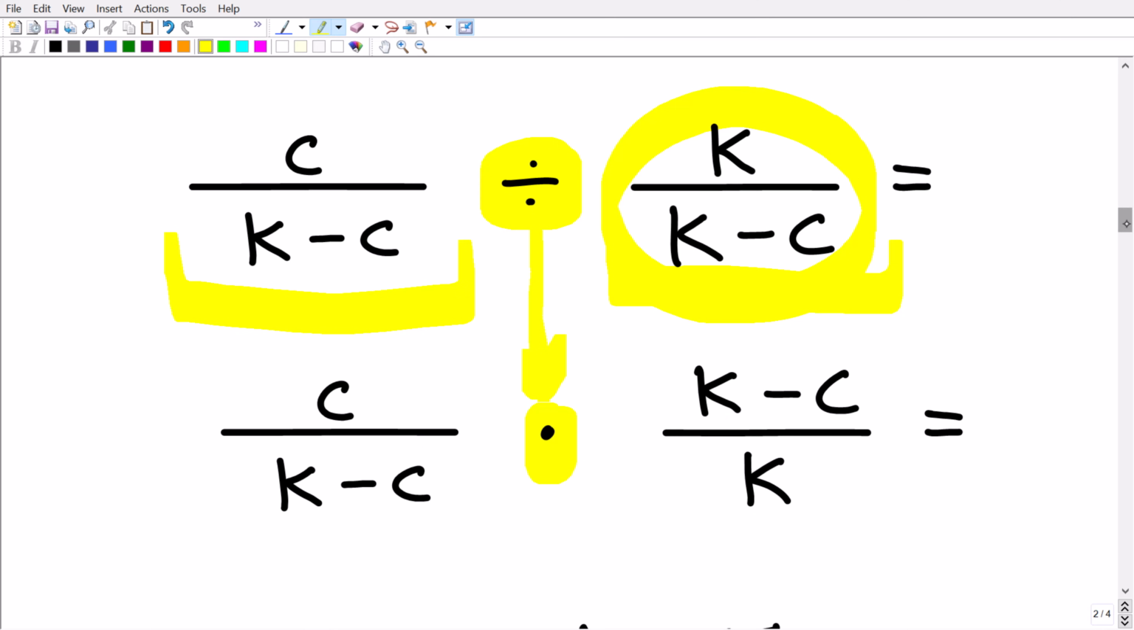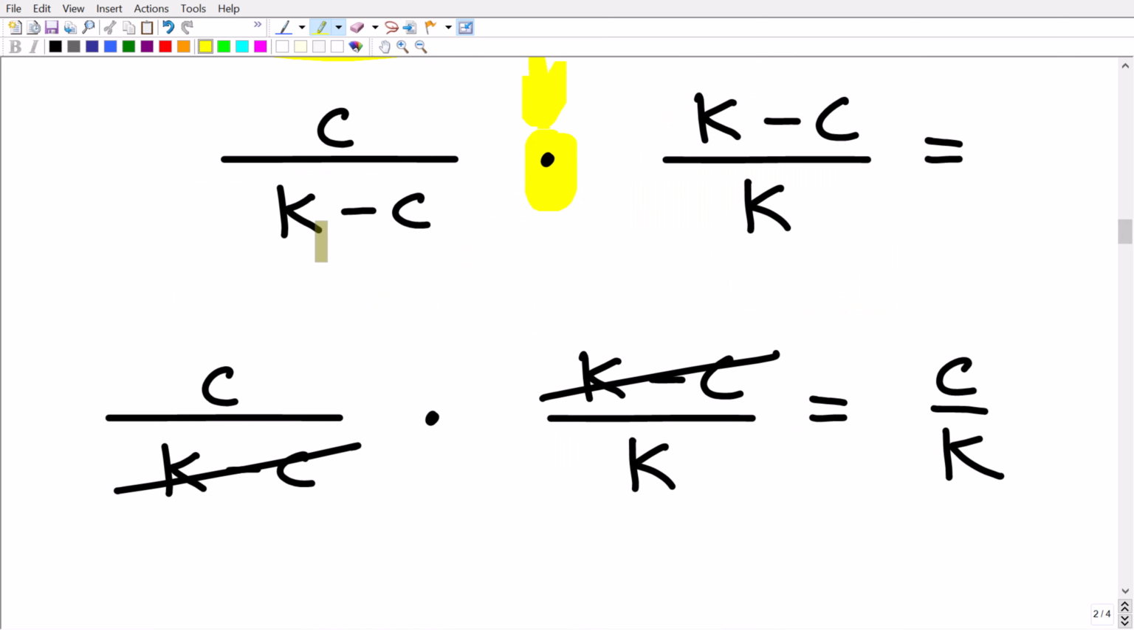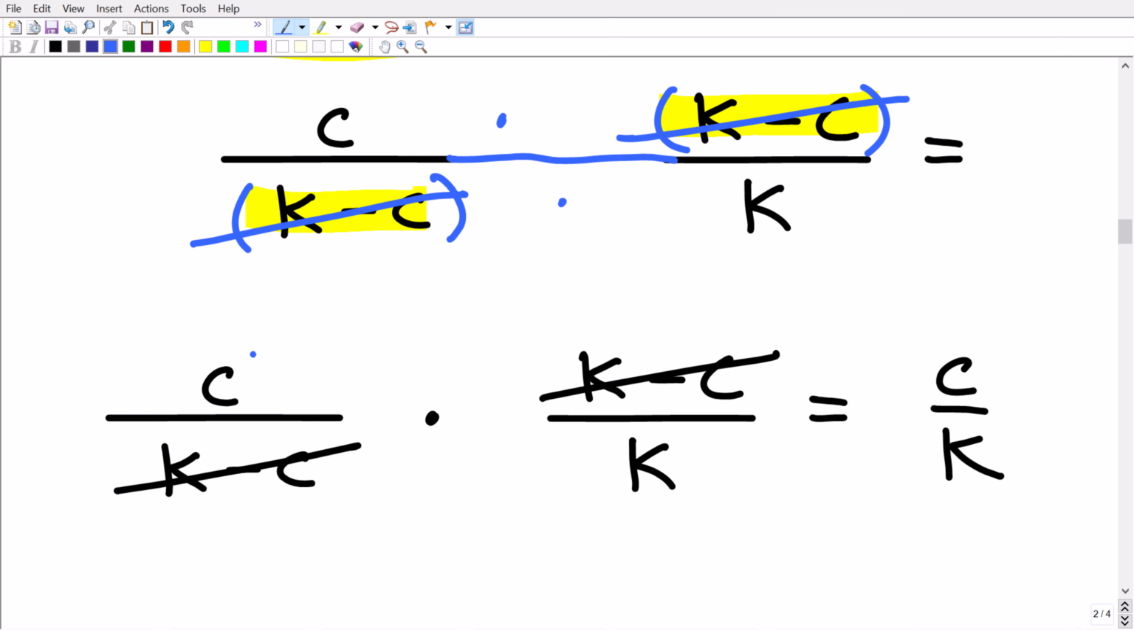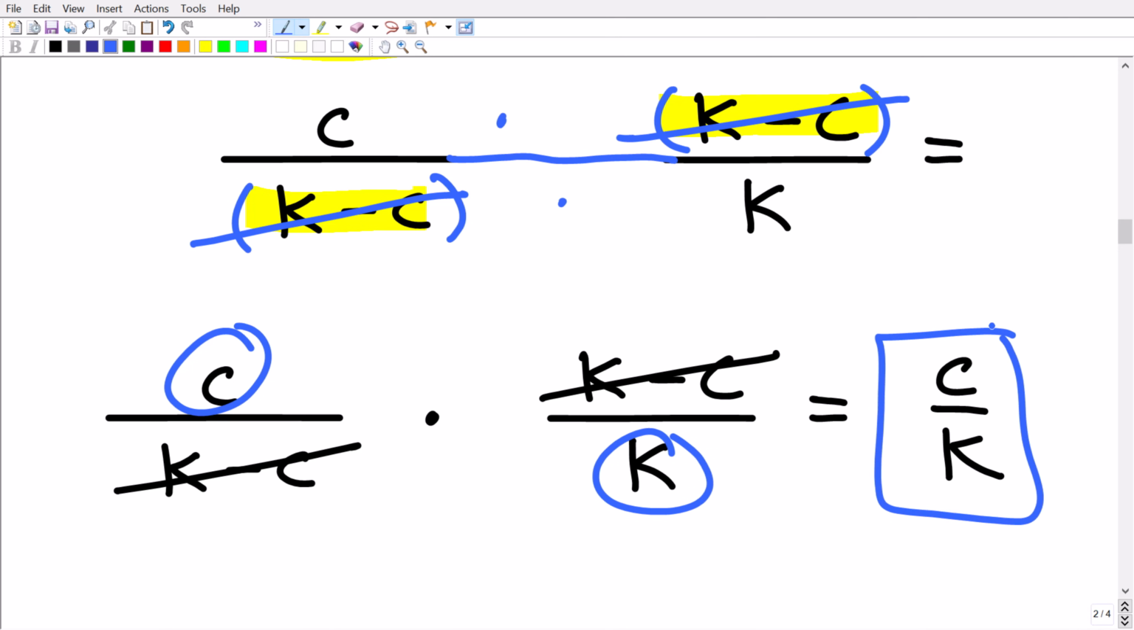All right, so we're almost there because if you notice, we have k minus c and k minus c, okay? And we are multiplying. So how do you multiply fractions? Well, you simply multiply the respective numerators and denominators. So technically, you're going to end up with one big group here, right? So it's going to be c times k minus c over k minus c times k, okay? So now you have like factors, and you could cancel these k minus c's right there, and you're going to end up with a c and a k. So our final answer is c over k.